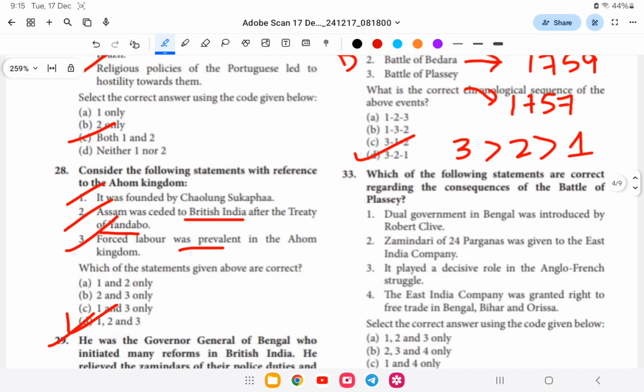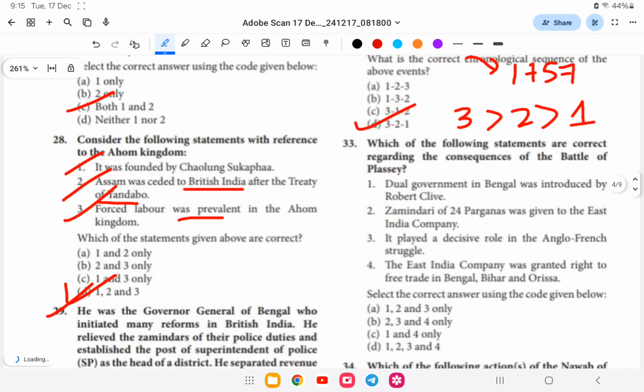Next, which of the following statements is correct with regard to the Battle of Plassey? So the consequences, that is, what the result was after the Battle of Plassey in 1757. First, the dual government in Bengal was introduced by Robert Clive. Option number 1. Number 2, the zamindari of 24 Parganas was given to the East India Company. So this is also correct.